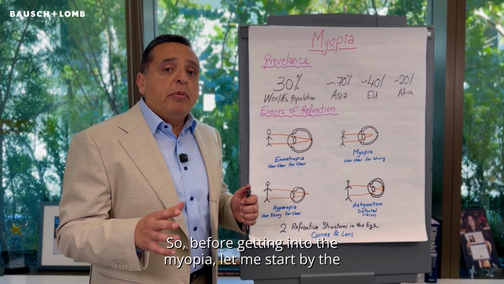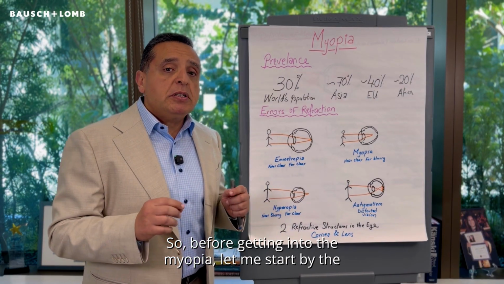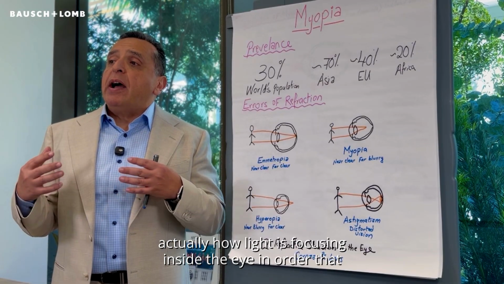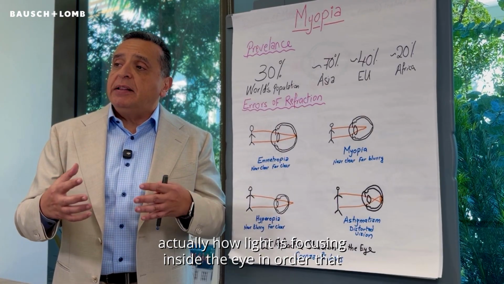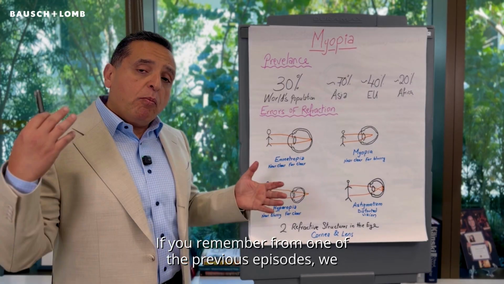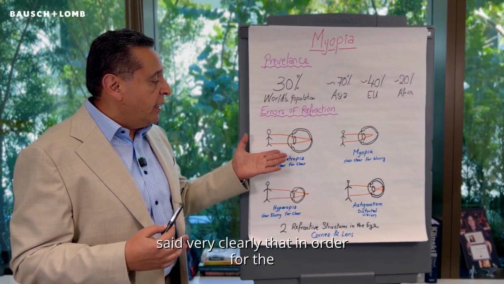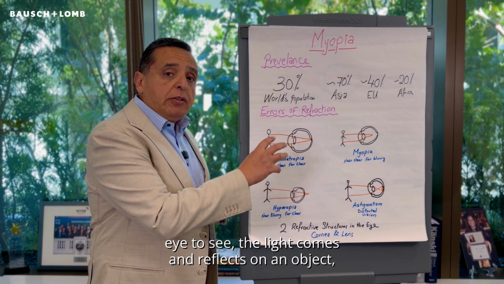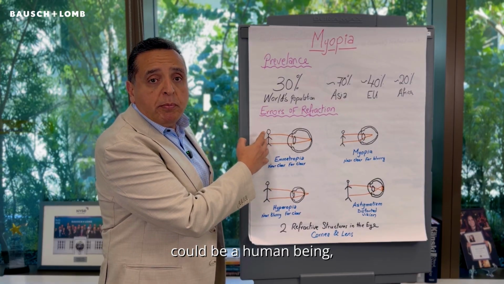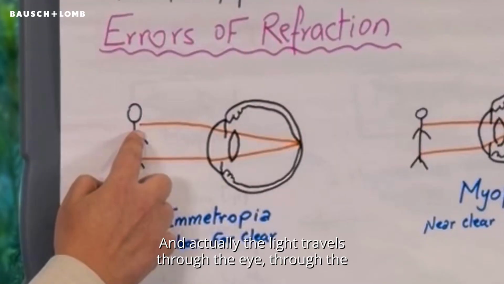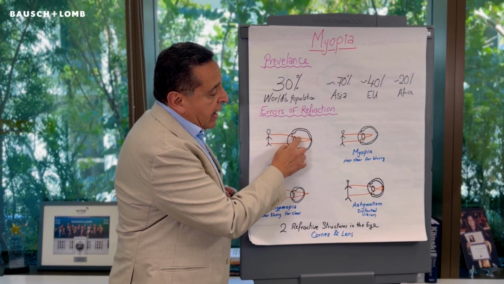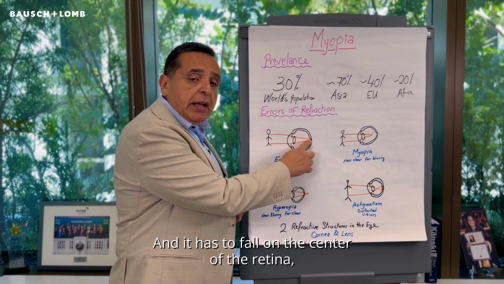So before getting into myopia, let me start by defining how light is focusing inside the eye in order that we can get a clear image. If you remember from one of the previous episodes, we said very clearly that in order for the eye to see, the light comes and reflects on an object, could be a human being, a tree, a pen, and the light travels through the cornea, through the pupil, through the lens, and it has to fall on the center of the retina, which is the macula.